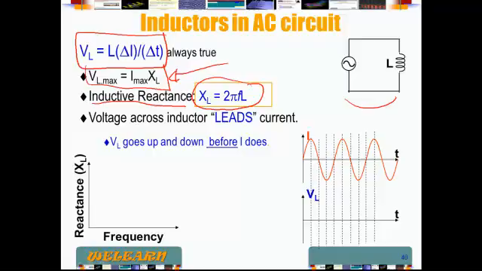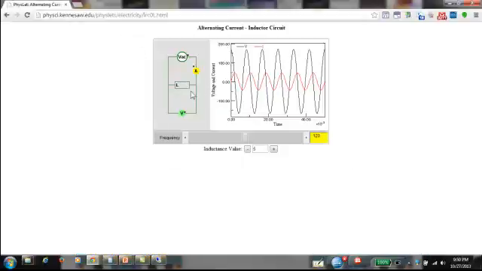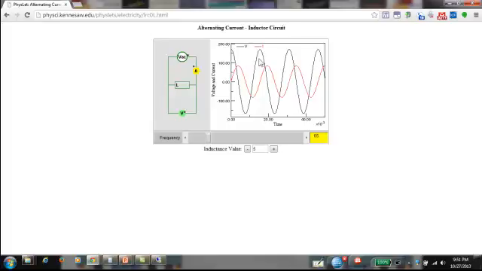Now, if we compare the voltage and the current for an inductor in an AC circuit like this one, notice here the voltage is in black and the current is in red. Now in this case, look, the voltage is ahead of the current, and they are again 90 degrees out of phase.